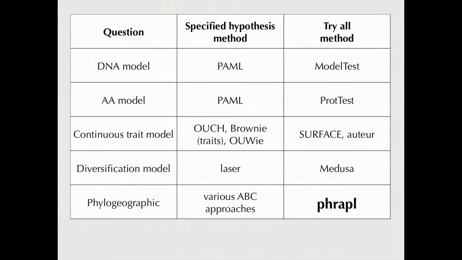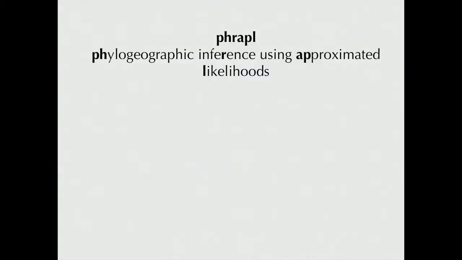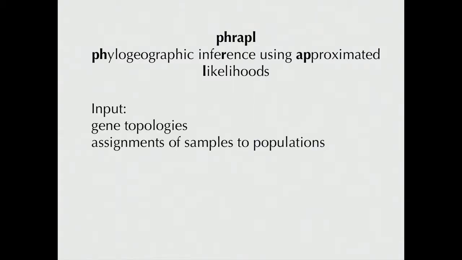Okay. So why PHRAPL? Rolls off the tongue. Phylogeographic inference using approximated likelihoods. Okay, that's the name for it. The input are gene topologies. Okay, so what does that mean? So it means we don't care about branch lengths. We don't use branch lengths.